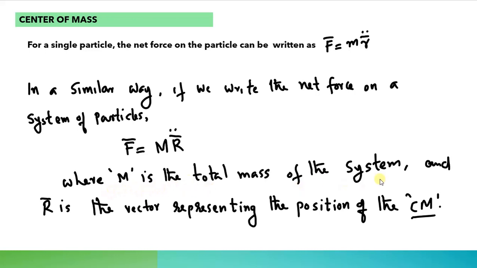Here M is the total mass of the system and capital R is a position vector. If we can find an R such that the total external force acting on the system is equal to the total mass of the system into the second derivative of that position vector, then that position vector is representing a point called the center of mass of that system.